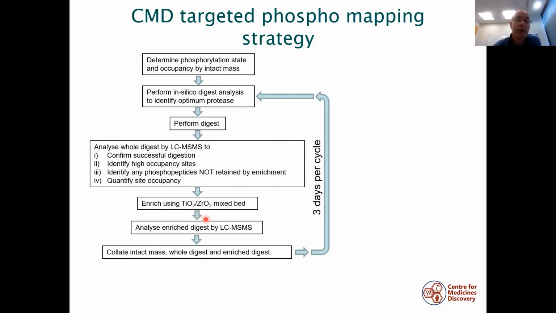So we will enrich using this titanium zirconium mixed bed and analyze that enriched digest by LCMS. We will then collate the data. So we have intact mass data, we have whole digest MSMS data, and we also have phosphopeptide enriched MSMS data, and we will collate all of that together. That whole cycle will take 3 days. If we have not managed to map all the sites we were expecting, we would then choose a different protease and go through this cycle again.